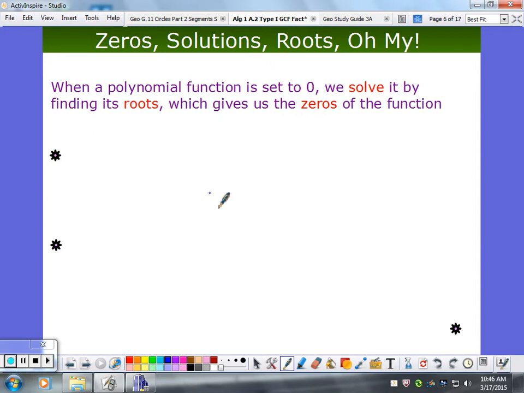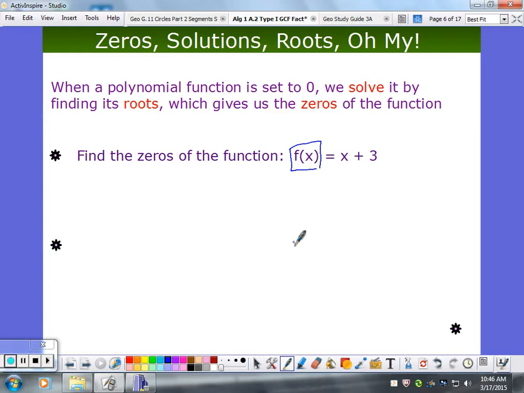Okay. When a polynomial function is set to 0, we solve it by finding the roots. Meaning, you're going to take x plus 3 and make it into an equation. What will f of x be for zeros of a function? Yes, sir? But I want a number. So, like, think about it. So, zeros of a function. What's the y value? Which is the same with the f of x value. 0, right? So what should I set this to? 0.